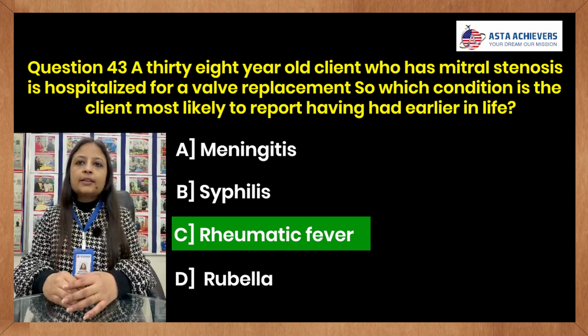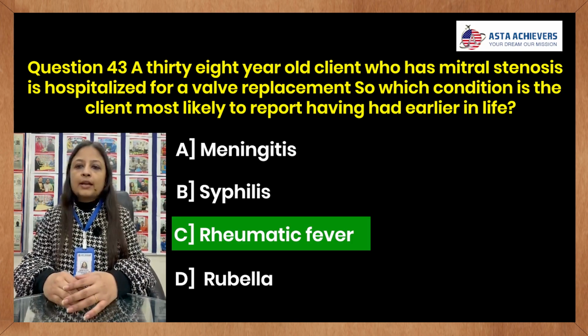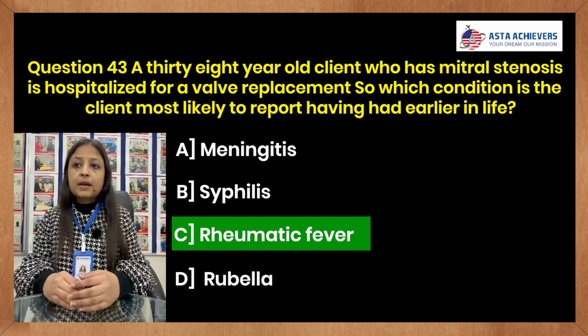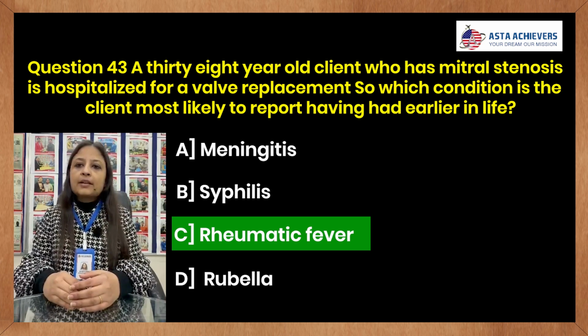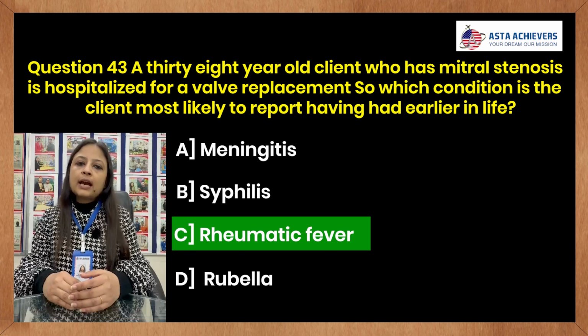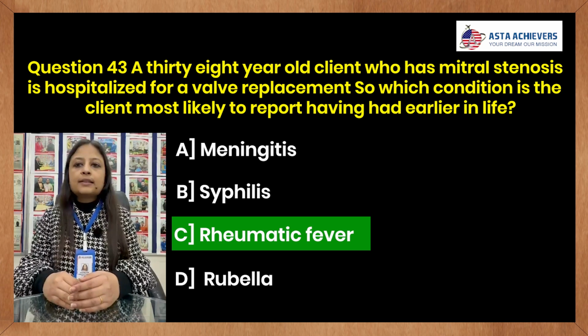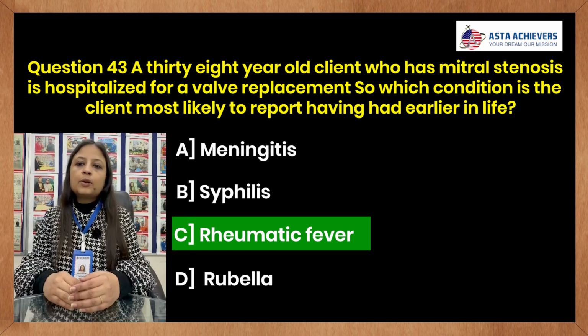Question number 43. A 38-year-old client who has mitral stenosis is hospitalized for valve replacement. Which condition is the client most likely to report having had earlier in life? A, meningitis. B, syphilis. C, rheumatic fever. And D, rubella.